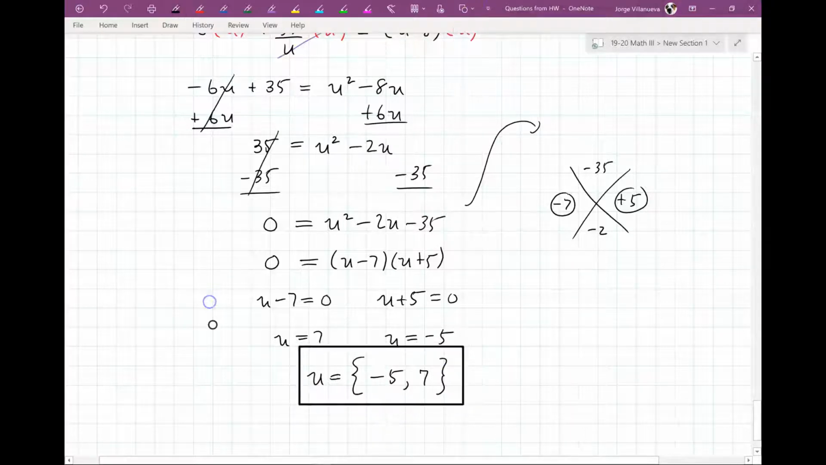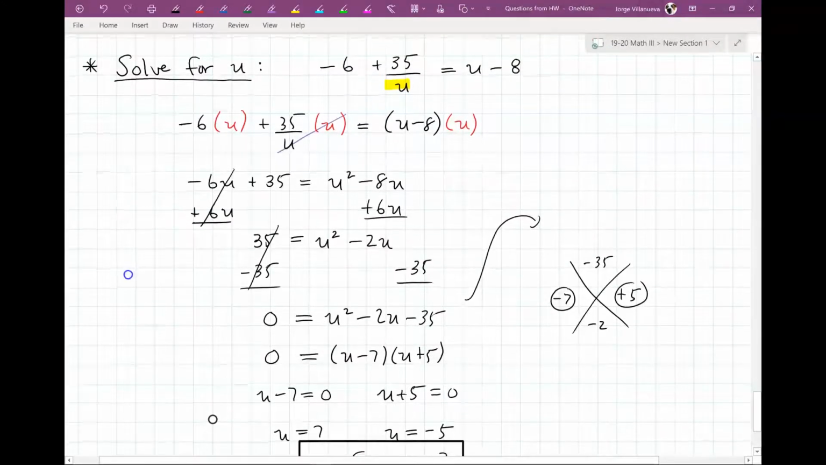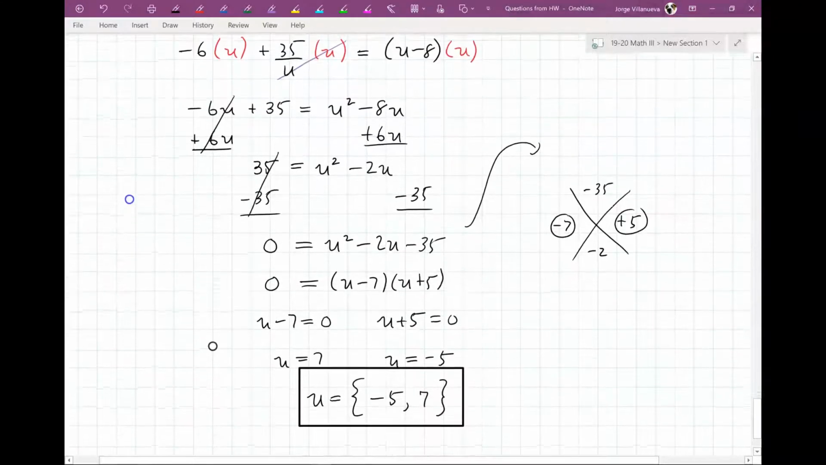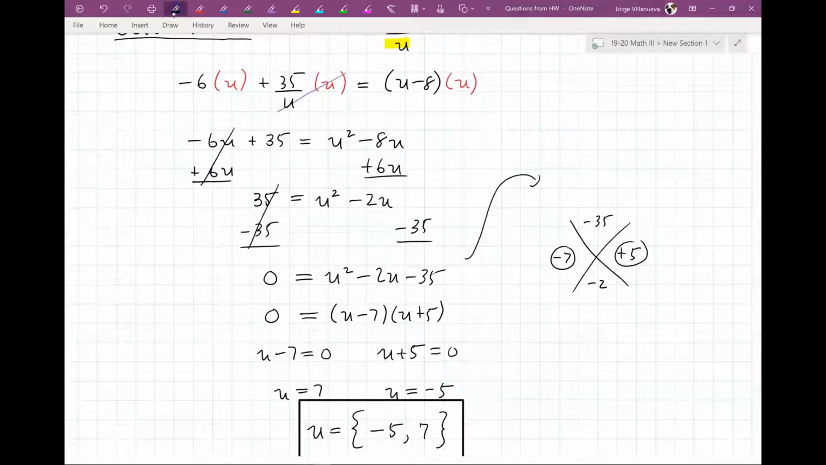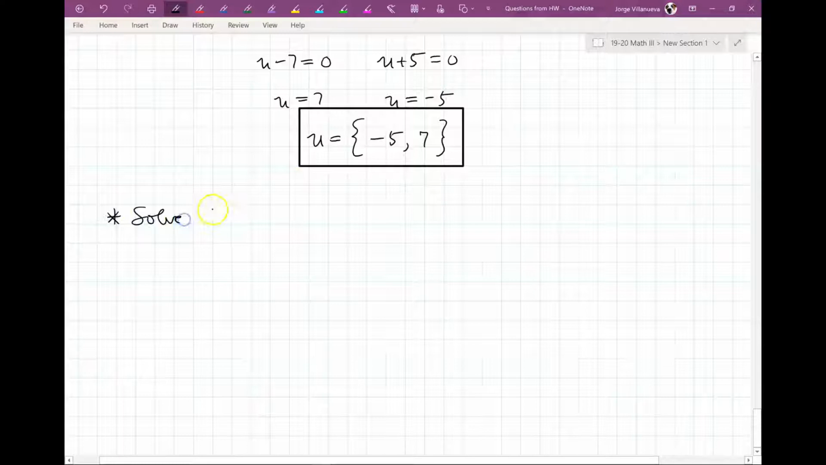Now, there's the first one. This one wasn't too bad because it was only one denominator, so I just picked the only one that was there. Sometimes you have matching denominators, so it's kind of like the one that we're about to do right now, where it says solve for y. And the problem looks like this.